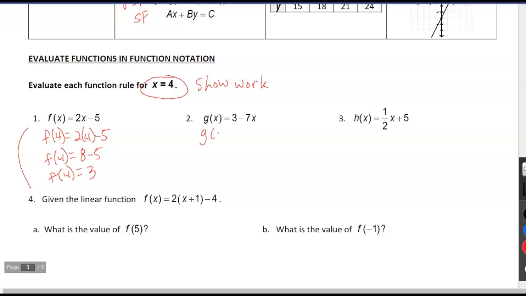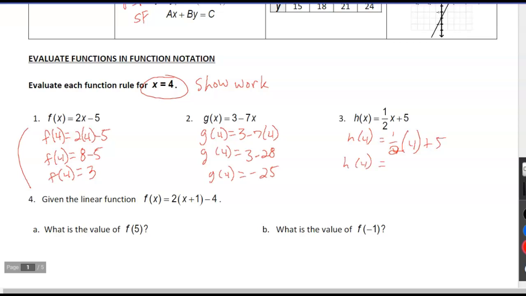If I come over here, if I do g of 4, I get 3 minus 7 times 4, which is 3 minus 28. 3 minus 28 equals negative 25. And last one here in this section, h of 4 was 1/2 times 4, not a fourth. There's my 4. Plus 5. h of 4 again. Half of 4 is 2. So you get h of 4 equals 7.